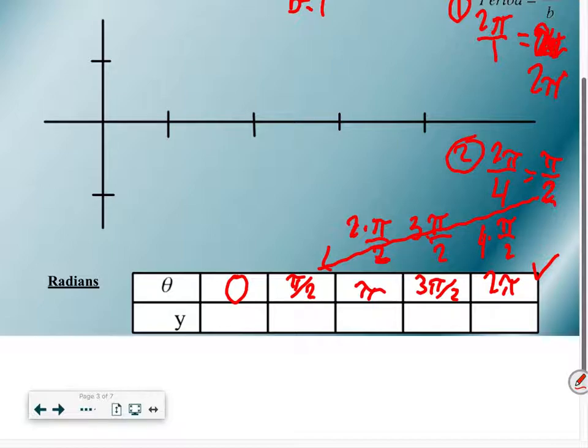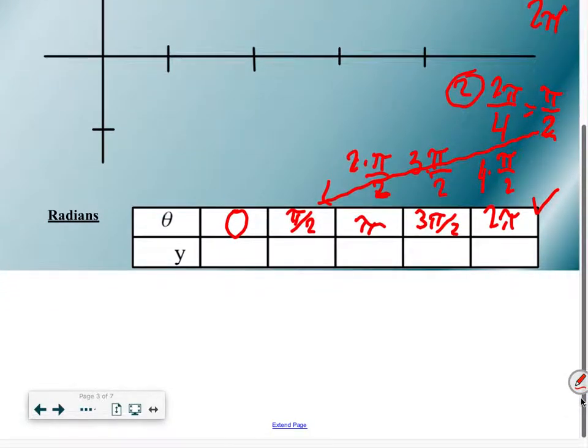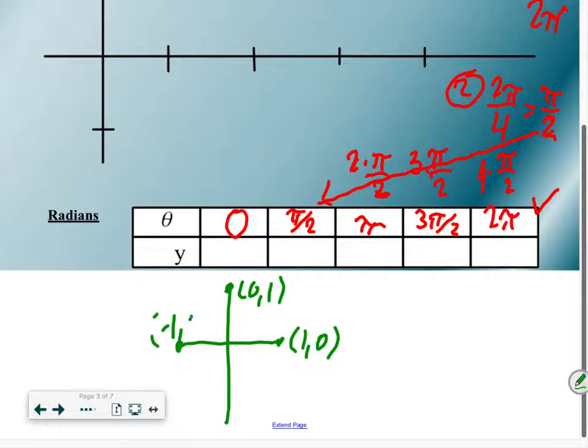Here's where the different part comes in. We have our unit circle. This point is 1, 0. Here we've got 0, 1. Here we've got negative 1, 0. And here we've got 0, negative 1. That looks familiar?